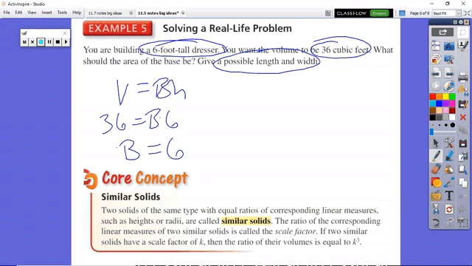So now give a possible length and width. You can break it up: 2 by 3, 6 by 1, 4 by 1.5, etc.